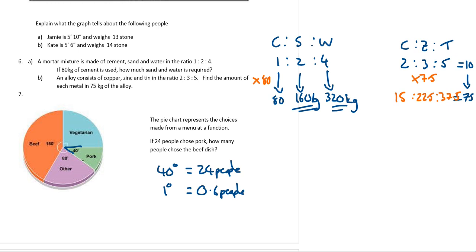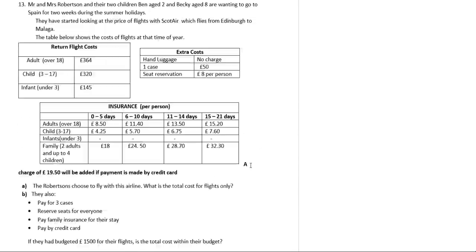And it's asking me how many people chose beef. Well, beef has got 150 degrees. So then how do I get from 1 to 150? Well, then times 0.6 by 150, and that gives me 90 people. Simple as that. So equate your degrees to the number of people and go for it. I'll stop there and I'll carry on with the rest of the paper on the next video.